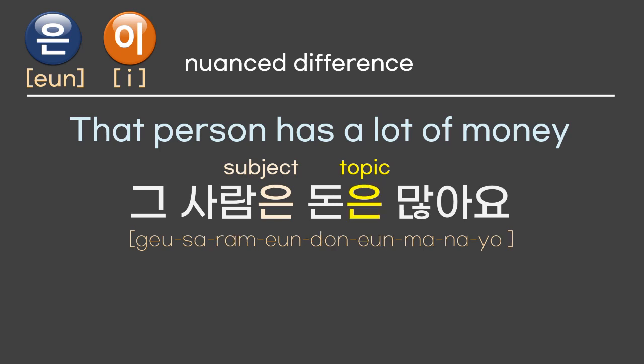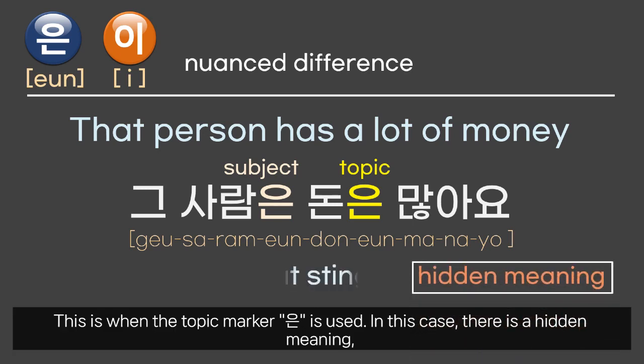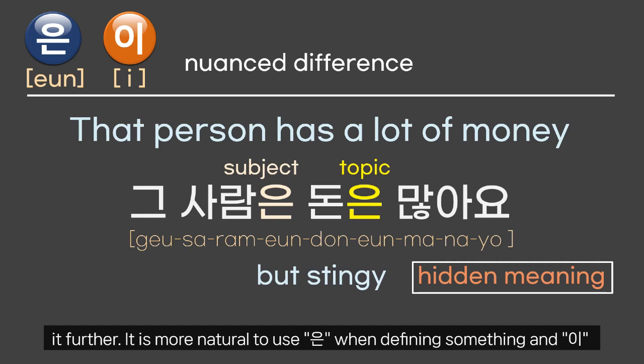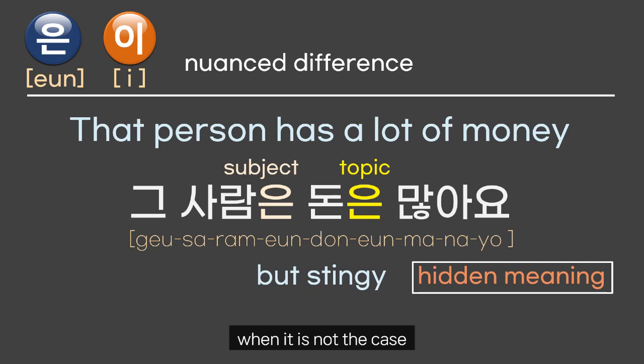그 사람은 돈은 많아요. This is when the topic marker un is used. In this case, there is a hidden meaning, often indicating a sarcastic or negative aspect. Let's simplify it further. It is more natural to use un when defining something and e when it is not the case.